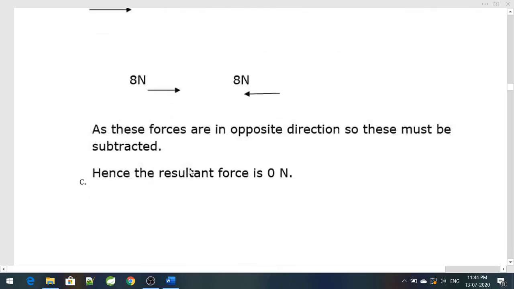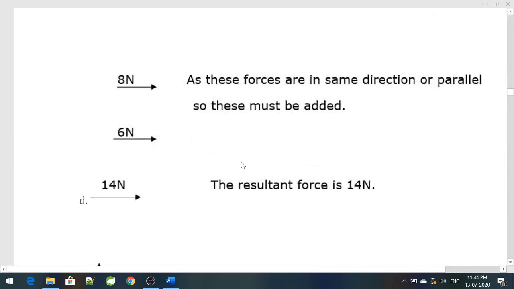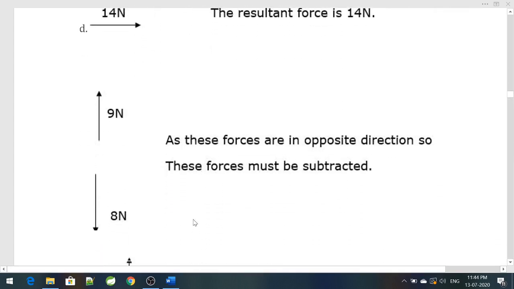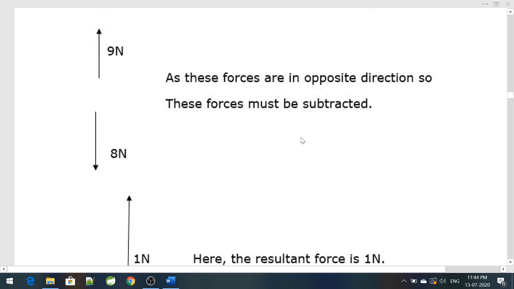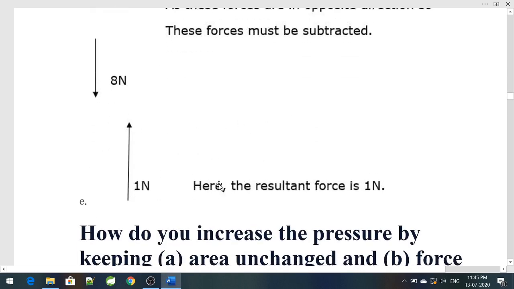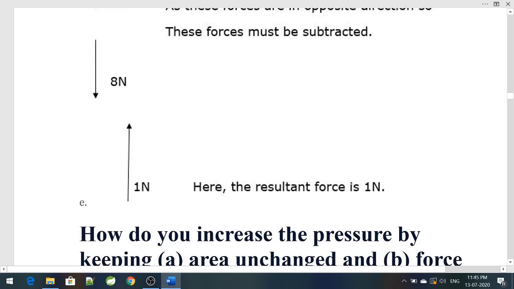These forces are in opposite directions, so they must be subtracted. 8 minus 8 is 0, hence the resultant force is 0 newtons. Now these forces are in the same direction, so they must be added, and it becomes 14 newtons. And these are in opposite directions, so they must be subtracted: 9 minus 8 is 1 newton. Here the resultant force is 1 newton.